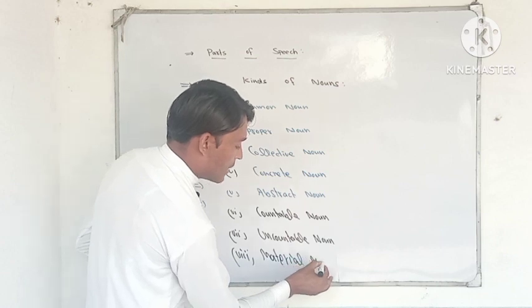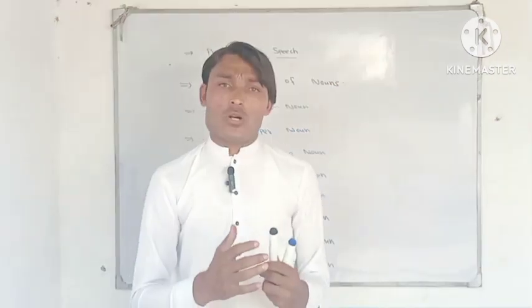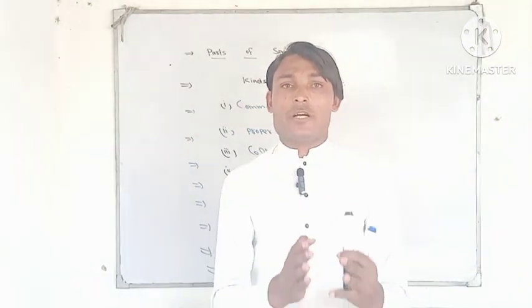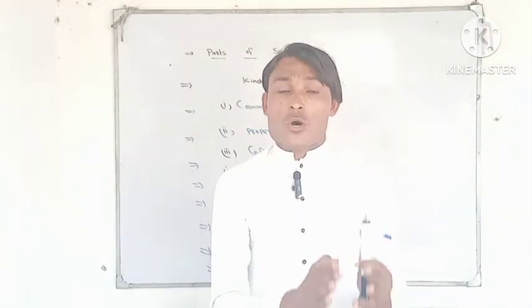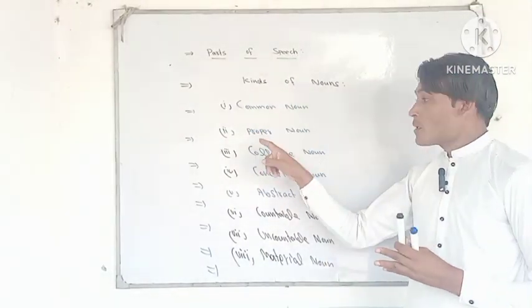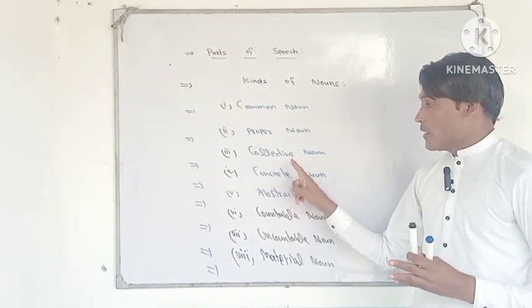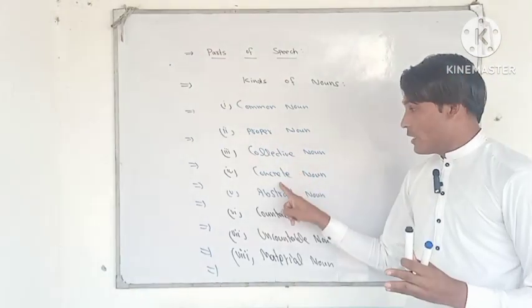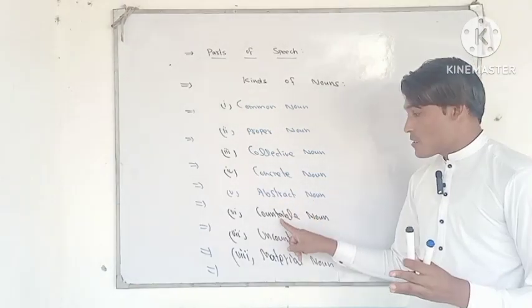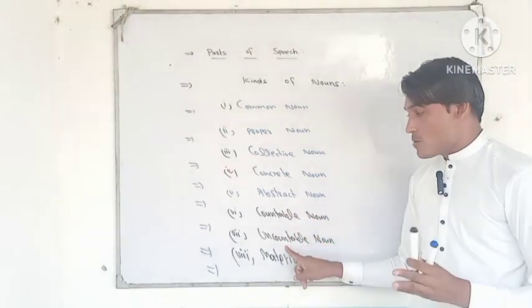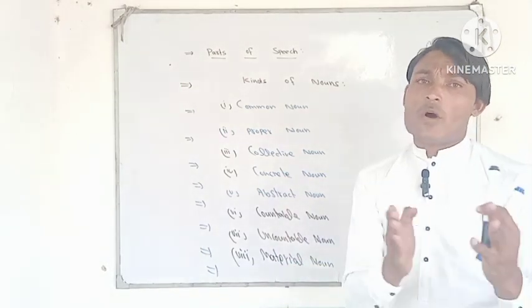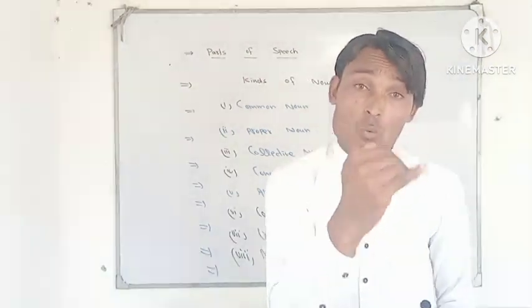Yes, there are more kinds of noun also, but in this video I am going to talk about these 8 kinds of nouns with examples. The first noun is the common noun. Next is the proper noun. The third is the collective noun, and the fourth is the concrete noun. The fifth is the abstract noun, then the countable noun, then the uncountable noun, as well as the material noun. Now let's talk about them one by one with examples.